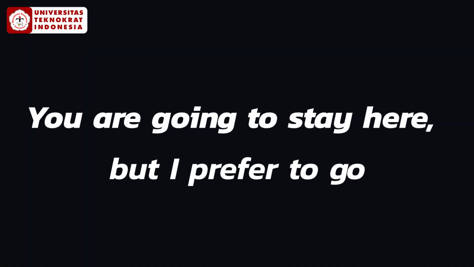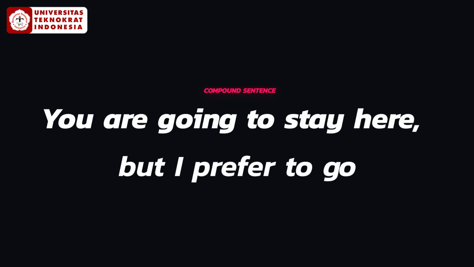Take a look at the example. The sentence says, "You are going to stay here, but I prefer to go." So there are two elements in this sentence. "You are going to stay here" is one element, and "I prefer to go" is another element, and they are combined by the word but. So the word but here is the bridge word. It is called a coordinate conjunction.